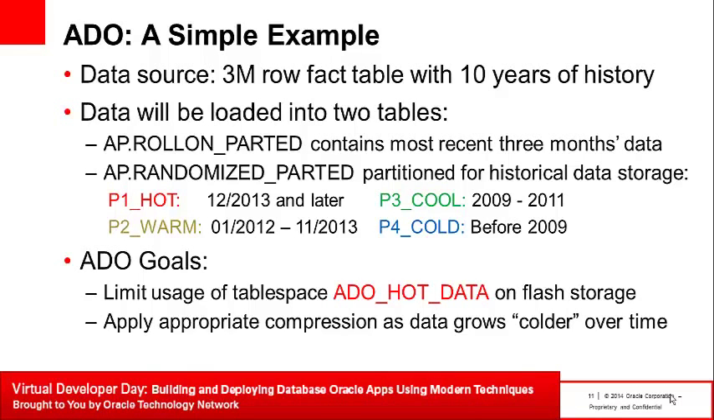I've got a hot, a lukewarm, a cool, and a cold partitioning strategy. And I'll show you the coding in a few more slides so you can get a more DBA perspective on it, if you will. Hot data, anything from December 2013 and forward. The lukewarm data, as you can see, spans most of 2012 and a good part of 2013.